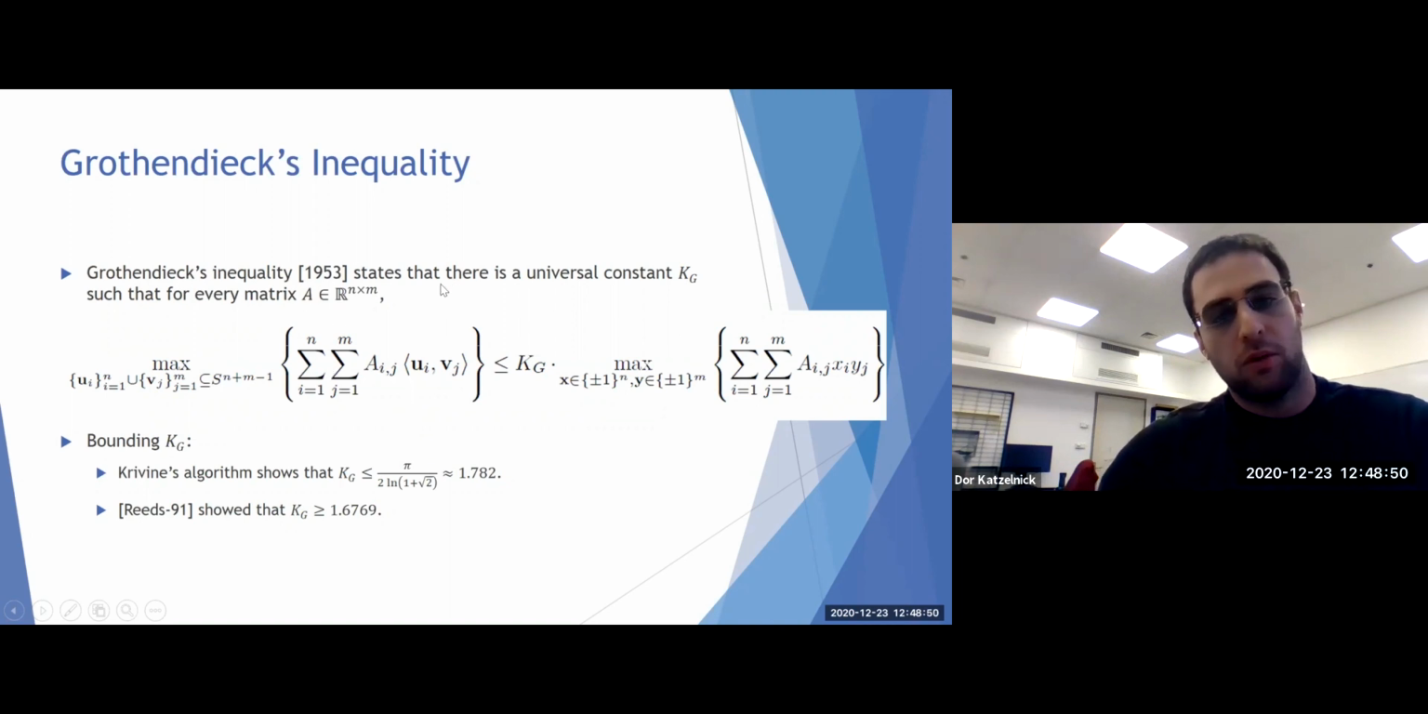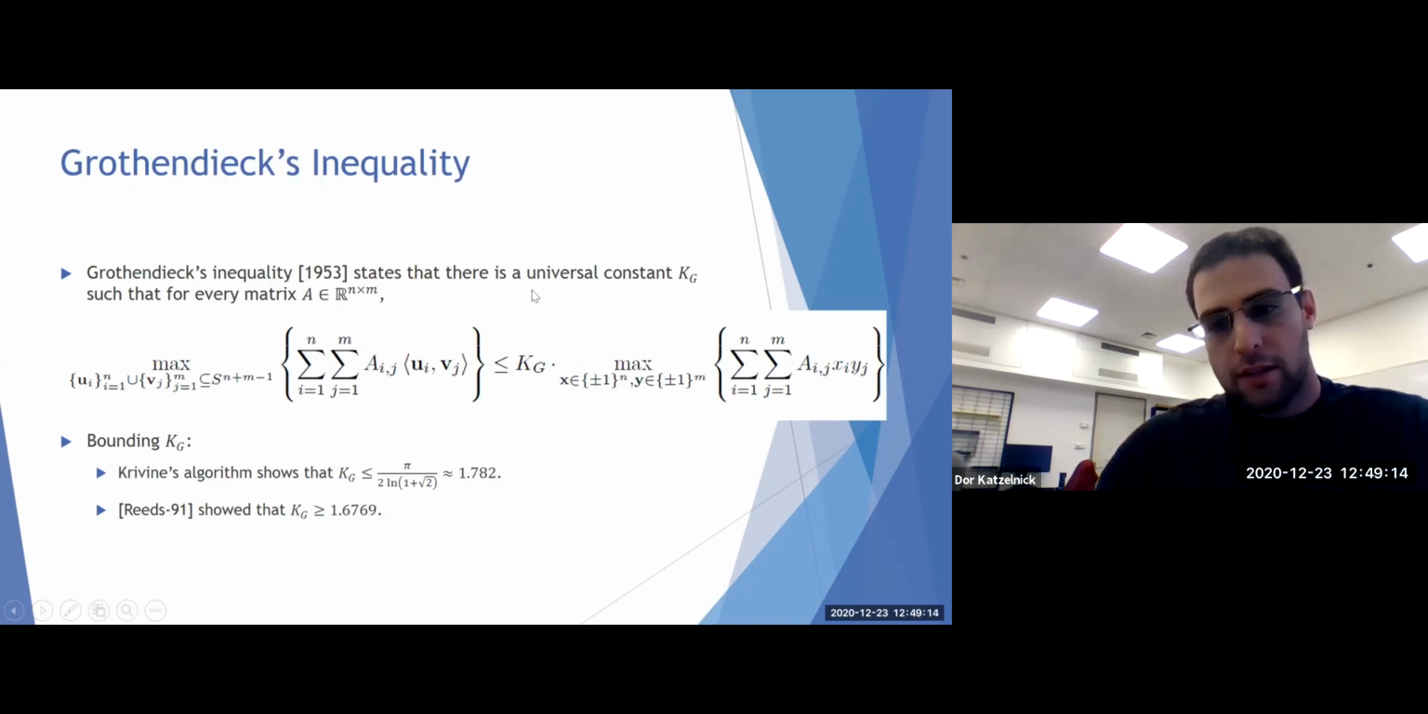Okay, so what is Grothendieck's inequality? It basically says the following thing. It says that there is a universal constant, KG, such that for every matrix A, the following holds. So the left side is this constant, KG, times this value. And let's try to understand what we have here.